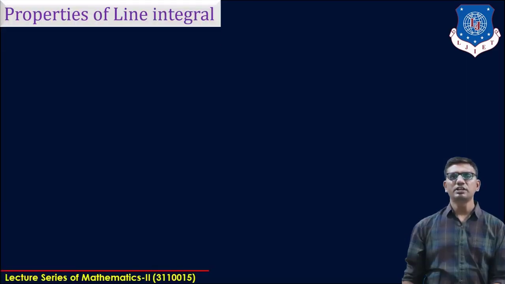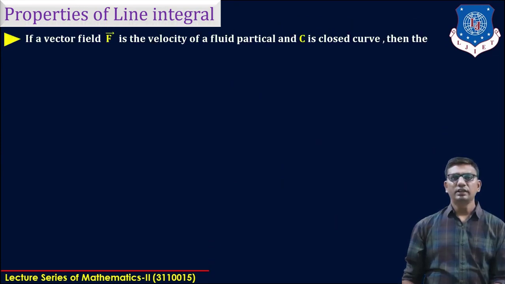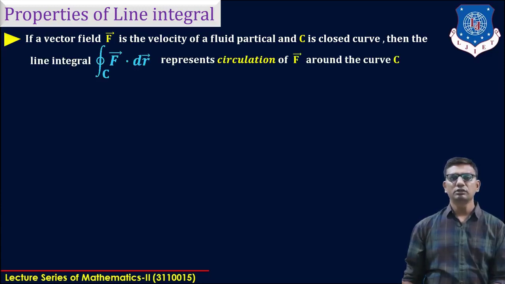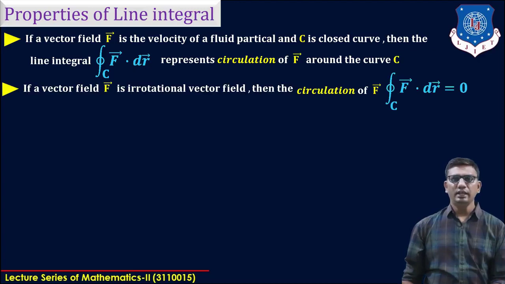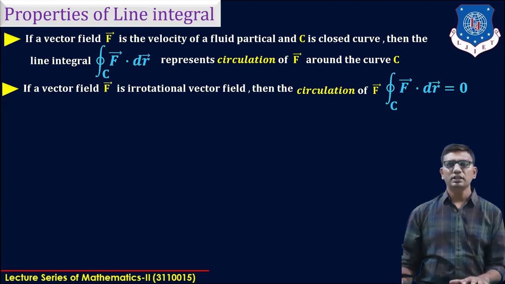Now we will see the properties of line integration. If f bar is a vector field, the velocity of a fluid particle, and C is a closed curve, then the line integral, integration over the closed curve of f bar dr bar, represents the circulation of f bar around the curve. If f bar is irrotational, then the circulation of f bar, that is the integration over the closed curve of f bar dr bar, is equal to 0, because in this path the terminal and initial points are equal.